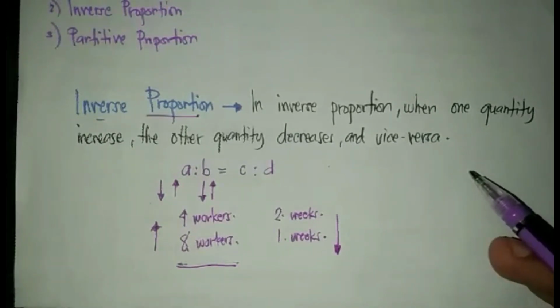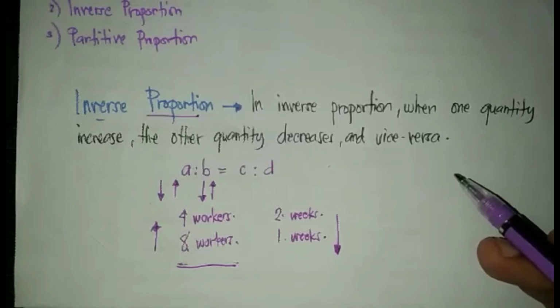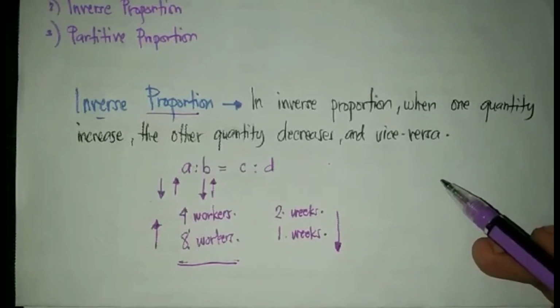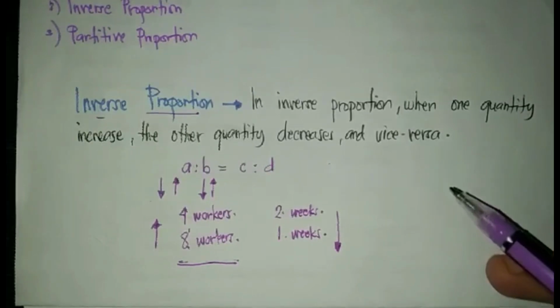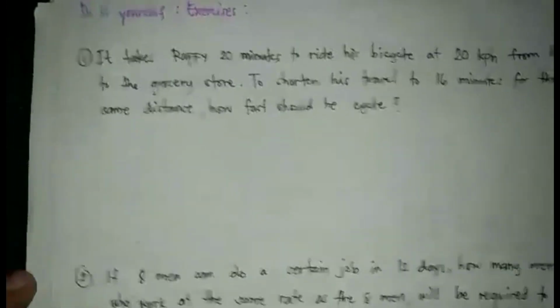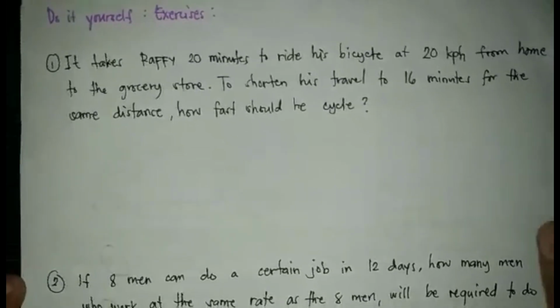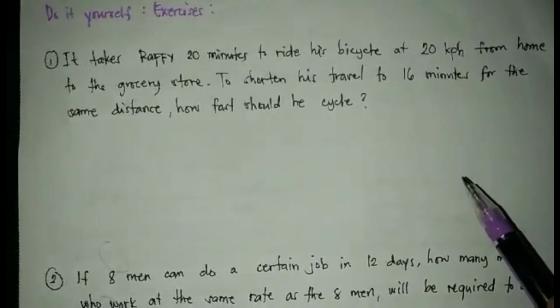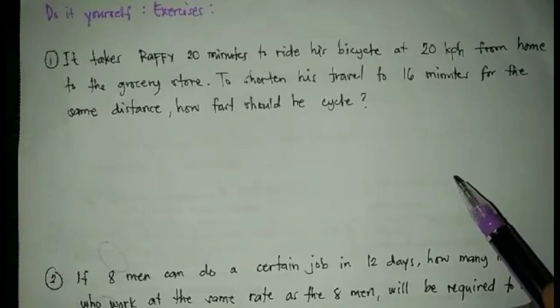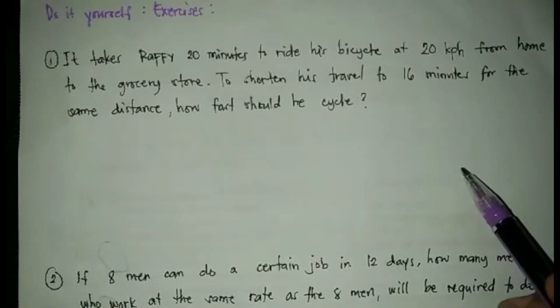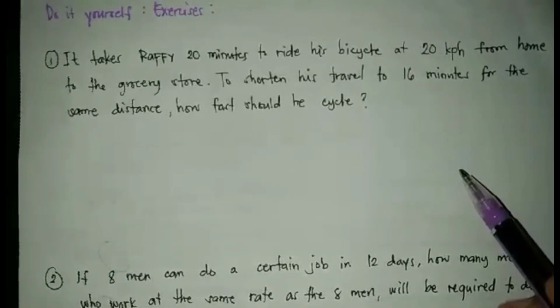Okay? So, to understand better, let's solve and discuss the do-it-yourself exercises. Number 1, it takes Rafi 20 minutes to ride his bicycle at 20 kilometers per hour from home to the grocery store. So, to shorten his travel to 16 minutes for the same distance, how fast should he cycle?